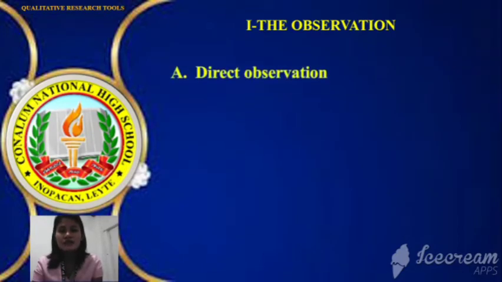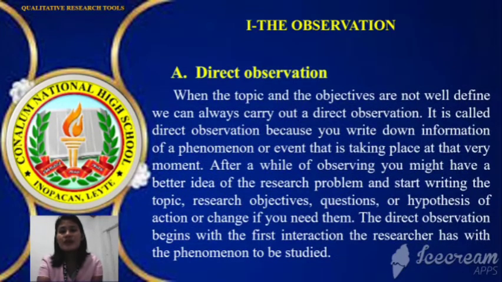One is direct observation. When the topic and the objectives are not well defined, we can always carry out a direct observation. It is called direct observation because you write down information of a phenomenon or event that is taking place at that very moment. After a while of observing, you might have a better idea of the research problem and start writing the topic, research objectives, questions, or hypotheses of action or change if you need them. The direct observation begins with the first interaction the researcher has with the phenomenon to be studied.